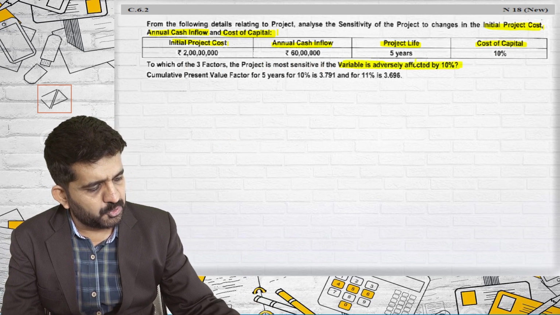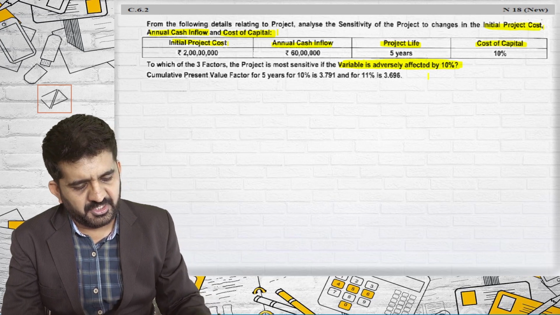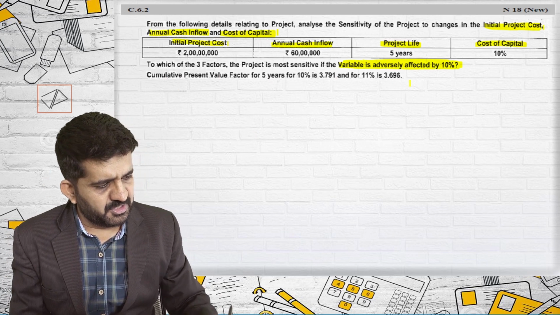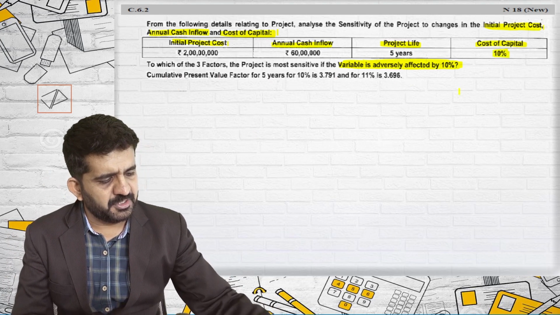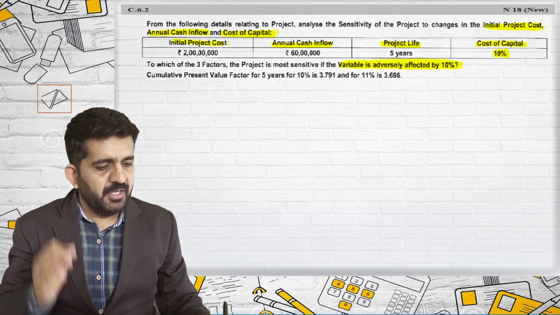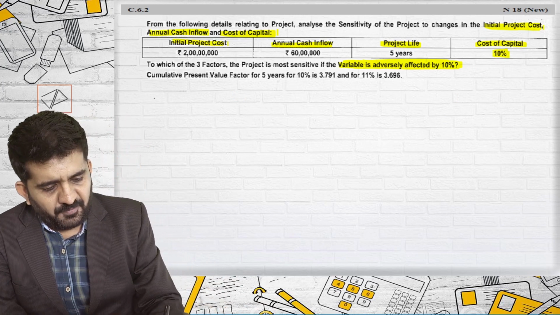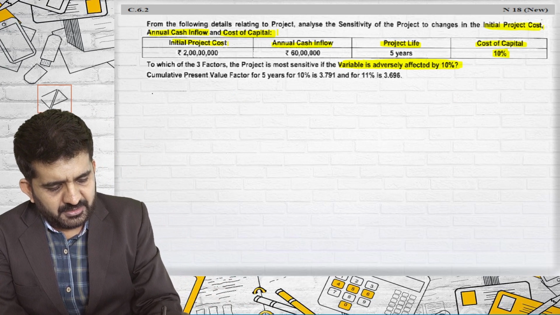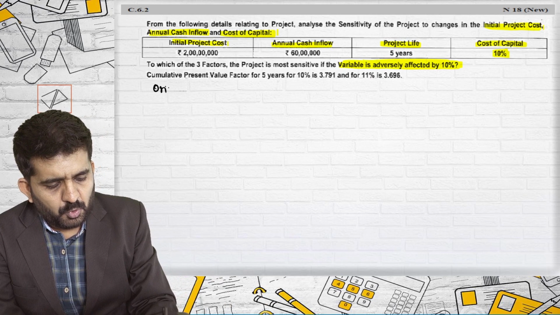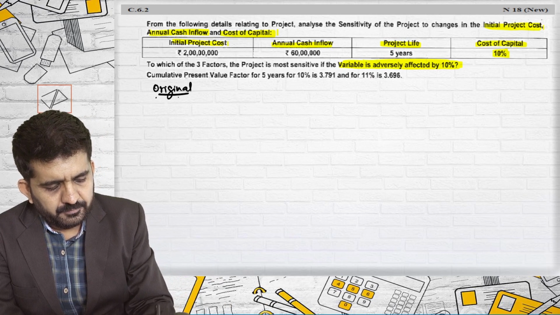So they have given even the sensitivity ratio. The cumulative present value, that is all right. We don't require present value factor. Cost of capital is 10%. So at 10%, I'll be finding out the cost of capital. All right. Try to concentrate. First, I am finding out my original answer. Then I will be doing sensitivity analysis. Is it all right?